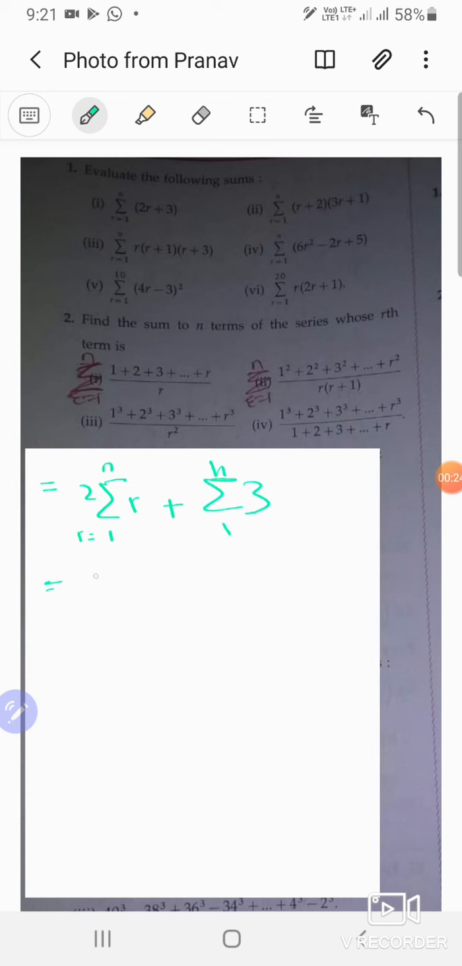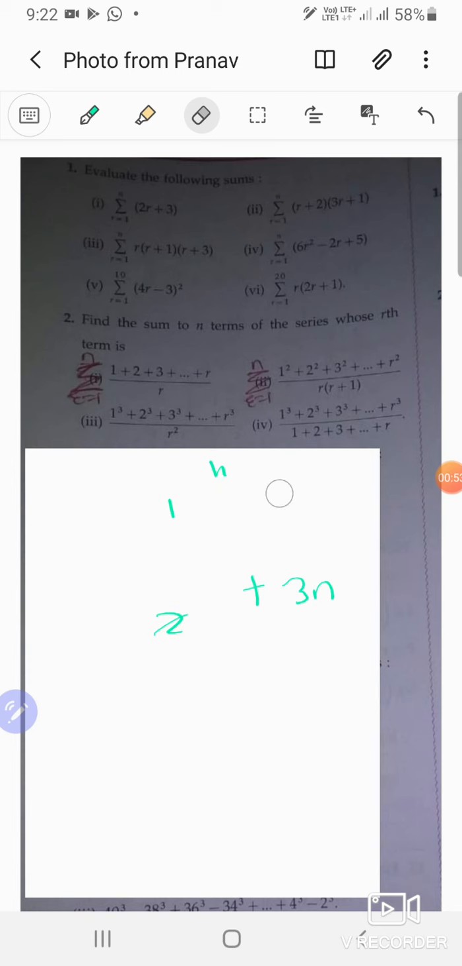Okay, that's going to be 2 times, well, this summation, it's going to be n into n plus 1 upon 2. That's just like 1 plus 2 plus 3 plus all the way till n, you get n plus 1 into n upon 2. Very correct. And then over here you have 3 times n, so you have 3n. This cancels, you got n squared plus n plus 3n, so that's going to be n squared plus 4n. That's it.